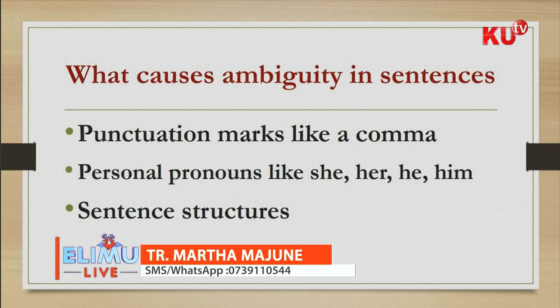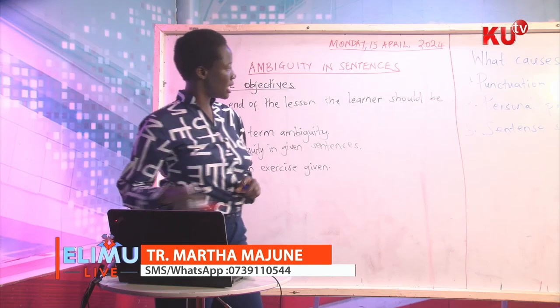Then the third thing that brings about ambiguity in sentences is sentence structure. How you structure your sentence can also bring about ambiguity. So we should also make sure that we construct our sentences well so that whoever is listening to us, maybe the audience, it can be one person or many, are not confused by what we are saying.